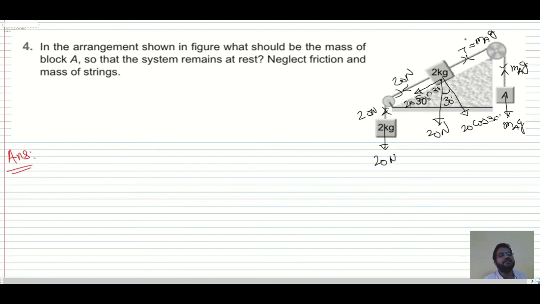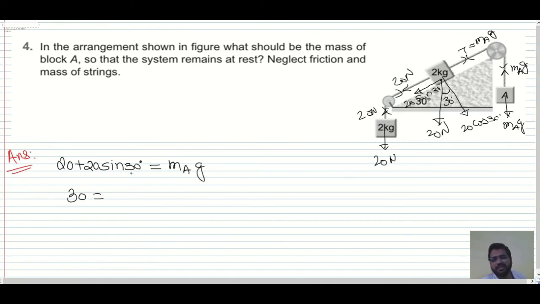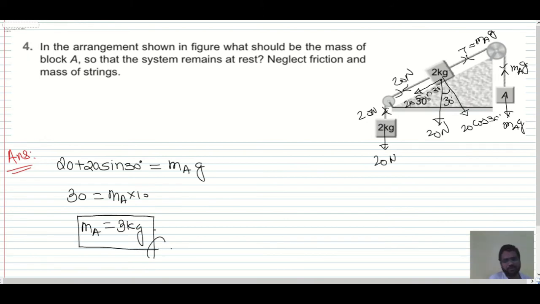Now just apply Newton's law over here. 20 plus 20 sine 30 degree must be equal to mA into g. So we have 30 is equal to mA into 10, as 20 sine 30 is 10. So what is mA? Mass A must be equal to 3 kg. So I hope this is clear. It is very simple if you go with the basics, right? So I hope this is clear.